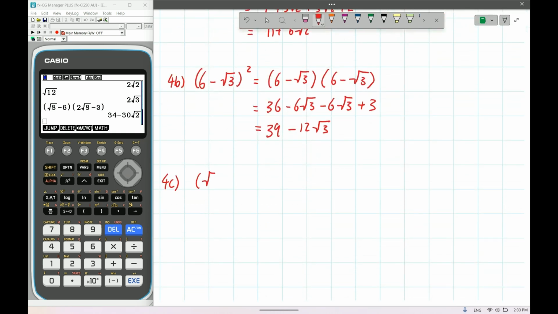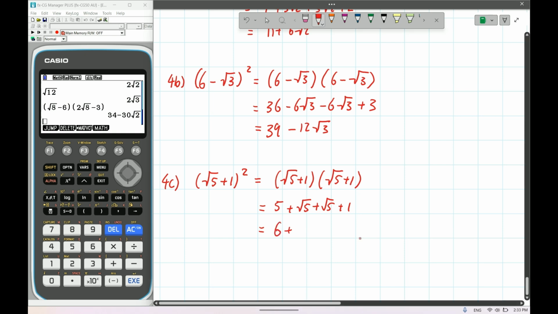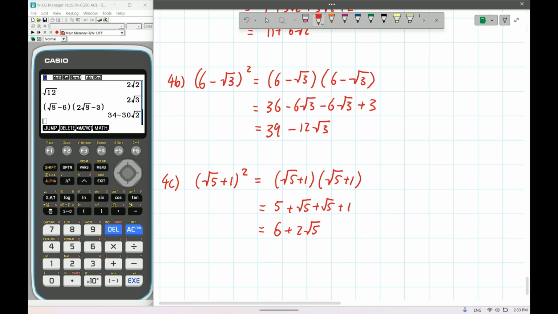Okay. For C, root 5 plus 1 squared. So this would be root 5 plus 1 by root 5 plus 1. So this will become root 5 times root 5 is 5, plus root 5 plus root 5, plus 1. So that would become 6 plus 2 root 5. Cool.